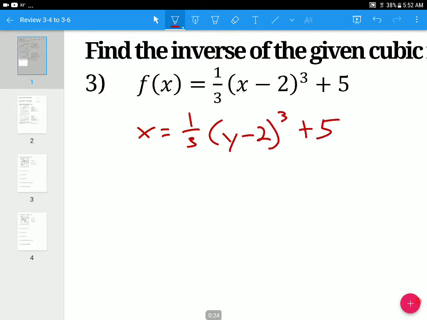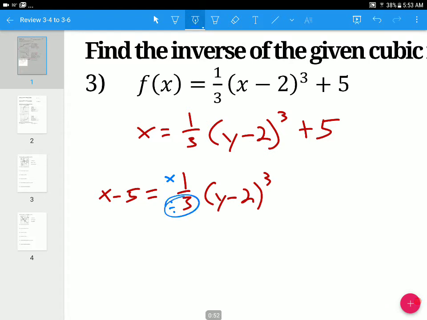All right, and we're just resolving for this y right here. We'll subtract the 5, so x minus 5 equals 1/3 (y minus 2) cubed. Next up, we're doing the fraction, which remember, top part multiplies, bottom part divides. So instead of dividing by 3, we need to multiply both sides by 3.